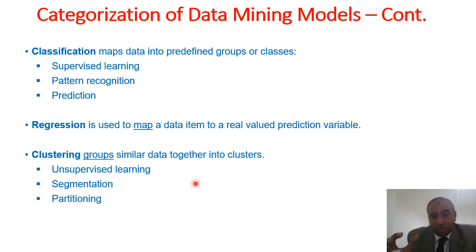Clustering makes clusters, makes disjoint groups. Each group has similar characteristics. Some examples of this clustering are unsupervised learning, segmentation, and partitioning. And segmentation differs from partitioning. In segmentation we make disjoint groups, but in partitioning, some of these groups may have common roots.